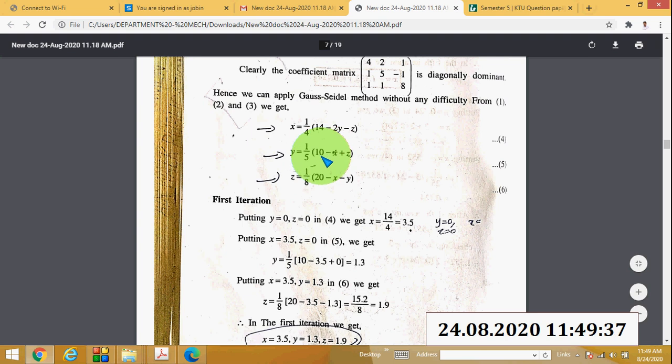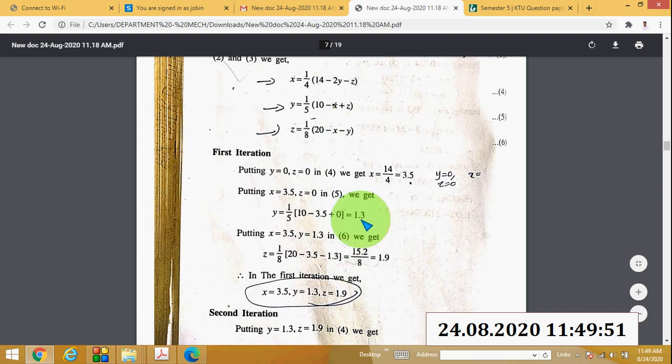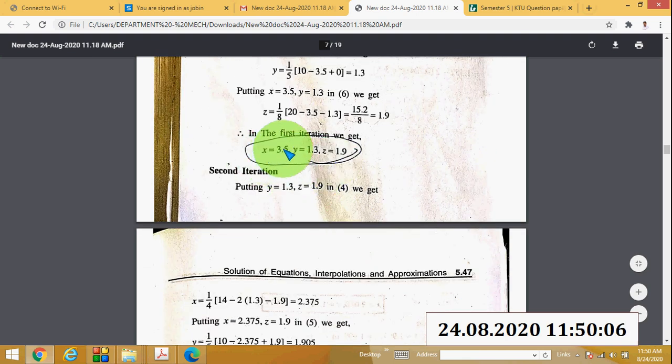Then consider the fifth equation. Now the x value is 3.5 and the z value is 0. Substitute in equation number 5, and you will get the value of y. So the y value is 1.3. Now the x value is 3.5 and the y value is 1.3. Substitute these two values in equation number 6, z equals 1 by 8 into 20 minus x minus y. You will get z equal to 1.9. So after the first iteration, the values of x, y and z are 3.5, 1.3 and 1.9 respectively.